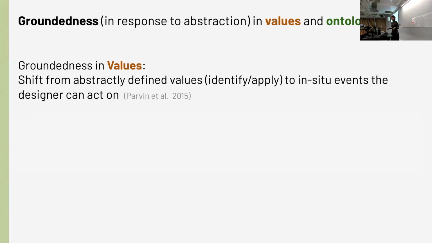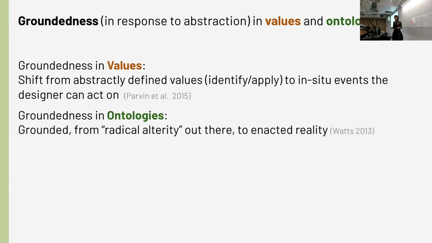Let's take a look at groundedness. In values research, there's been a shift from values as abstractly defined, with this identify applied logic, to values as in situ events that designers can act on. In the context of groundedness, there's been a similar call for a shift from ontological diversity as radical alterity to ontologies as enacted entities and not just myths.